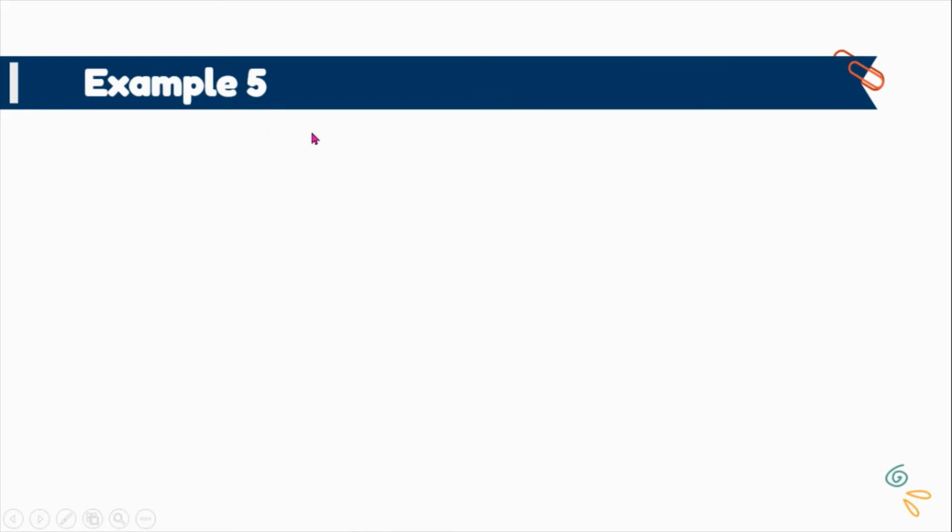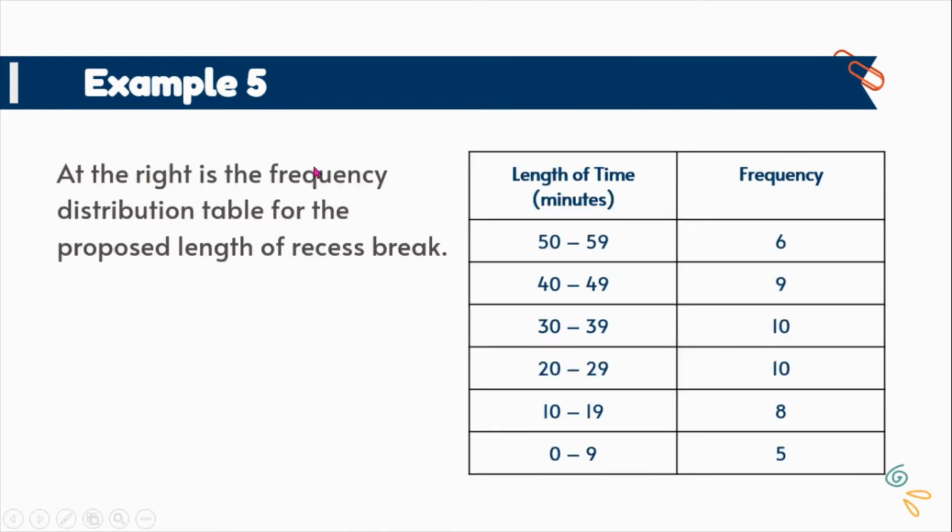So let's try this example. At the right side is the frequency distribution table for the proposed length of recess break. So this is the length of time in minutes, and this is the frequency. Here we are going to find P sub 45 or the 45th percentile.